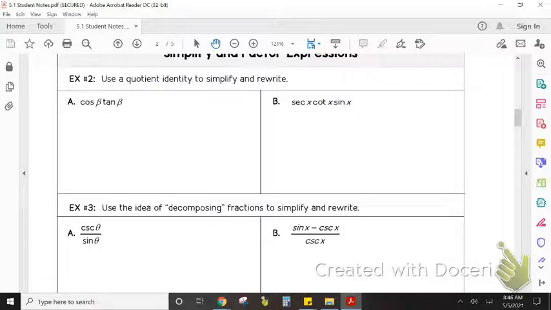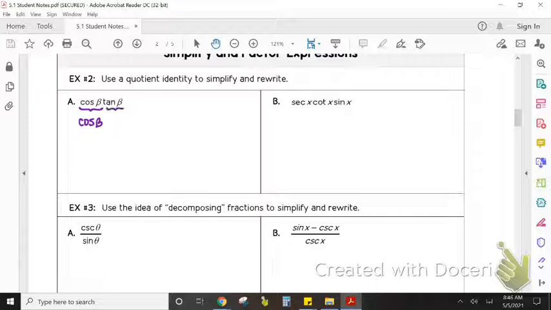So they gave us a clue here. They told us to use the quotient identity. Well, even if they hadn't told us that, guys, and we'll talk more about this in 5.2, one of the things that I always do, if I don't know what else to do, is change everything to sine and cosine. This cosine, now that's beta, that's just like x or theta or y or z. It's just a variable from the Greek alphabet, okay? So this is already in cosine.